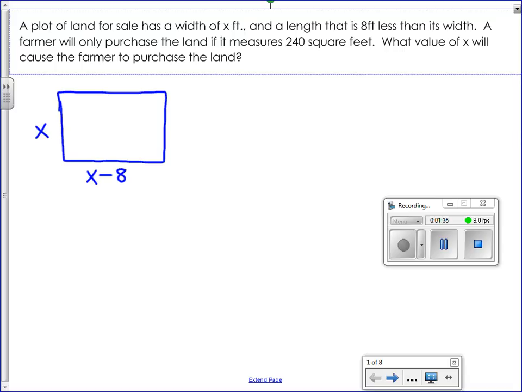Square feet, what did they do to find that? How do you find square feet? They didn't square both of them. It's area. Length times width. So the farmer will only buy this if the length times the width equals 240. Right? Length times width, 240.